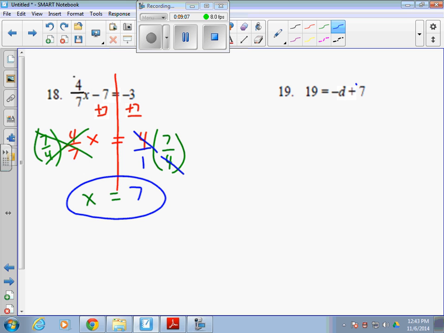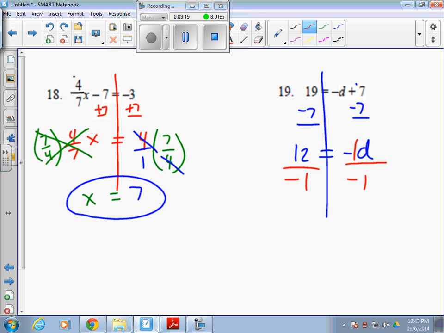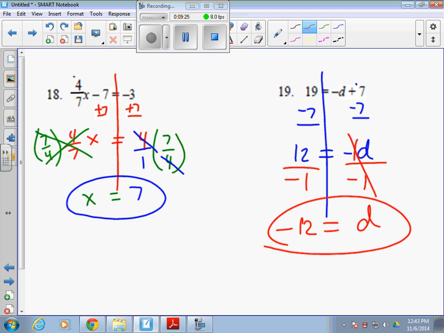Move this positive 7 over by subtracting it. Do it here. 19 minus 7 is 12 equals negative D. Undo that negative 1 times D by dividing by negative 1. Do it here. Positive divided by negative is going to be a negative. This is going to cancel out. 12 divided by 1 is 12.